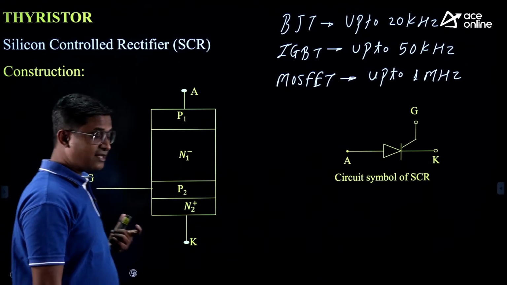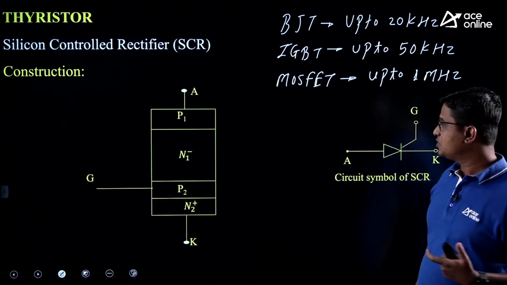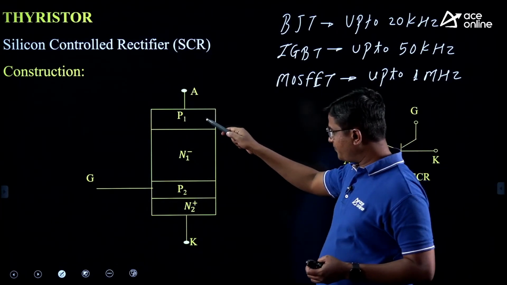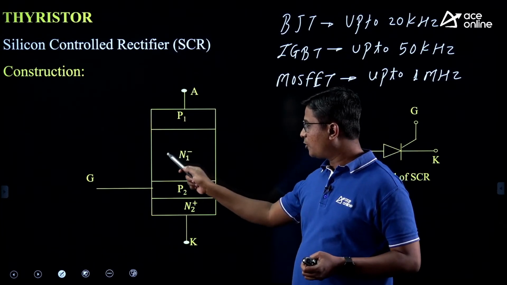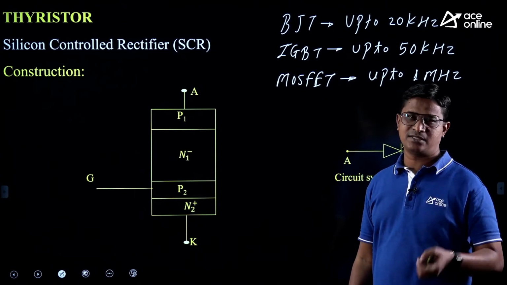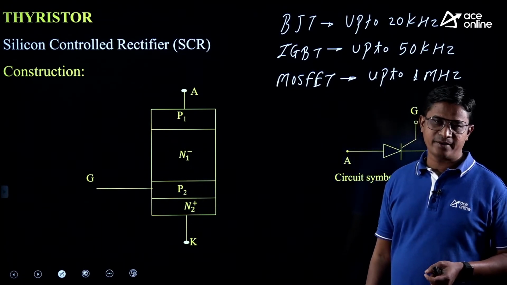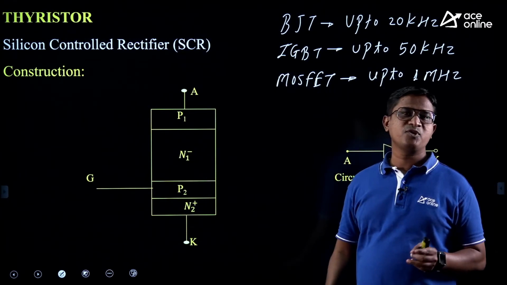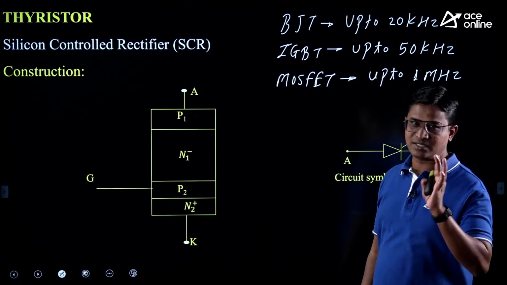Okay, we know SCR is a device which has 4 layers and 3 junctions. So here is the construction of the SCR. We have 4 layers, P1, N1 minus, P2 and N2 plus. This is a lightly doped layer, and in power electronics devices or power semiconductor devices, this lightly doped layer is intentionally added. Why? What is the purpose of this lightly doped layer? Because of this lightly doped layer, your device voltage rating increases. Okay, so that is the main thing.